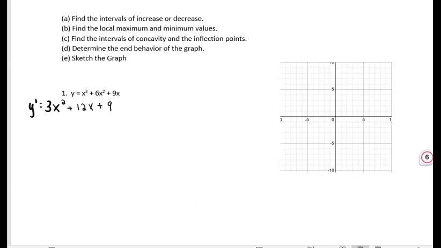Now, right away, when I look at this, I see some things in common. I see a common 3 all the way through. I know in order to do my first derivative test, I have to take the derivative and set it equal to 0. So I'm going to set it equal to 0, and I'm going to factor out a 3. The reason I'm going to factor out a 3 is because it'll make factoring what is left a little bit easier.